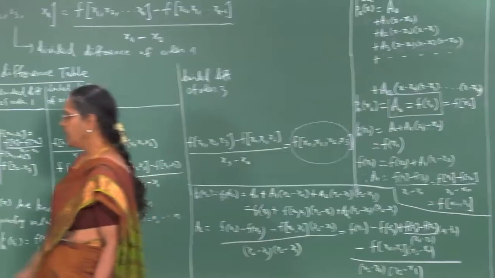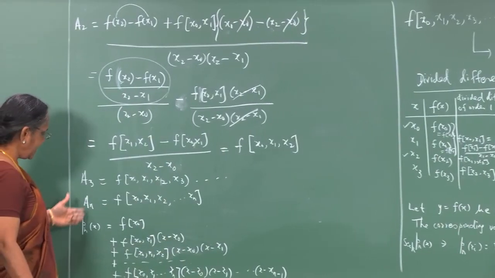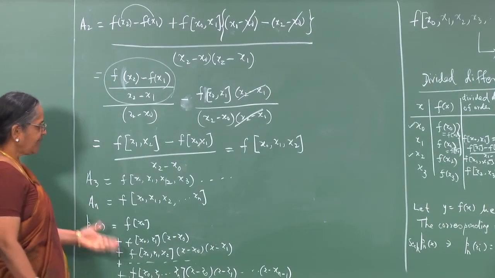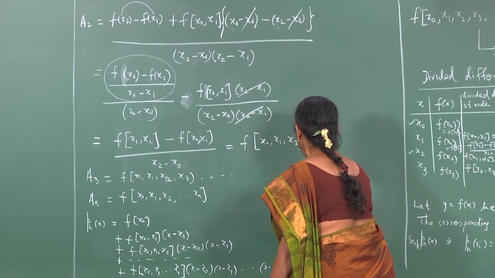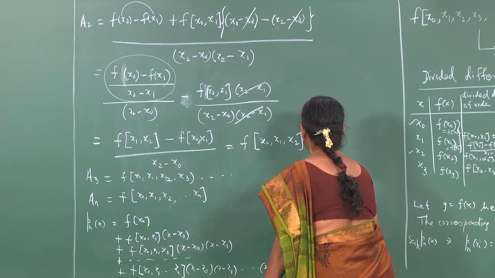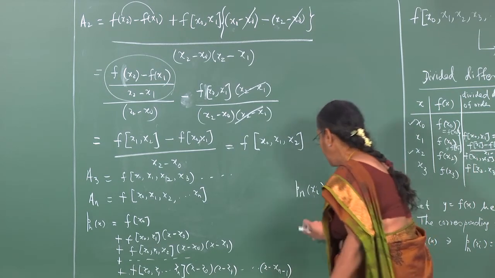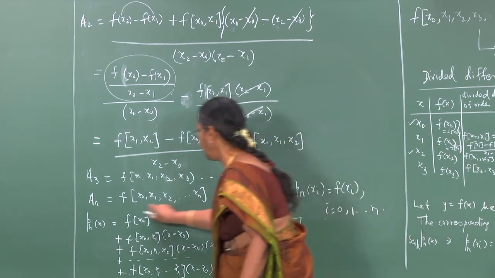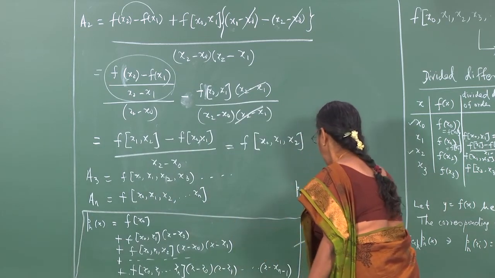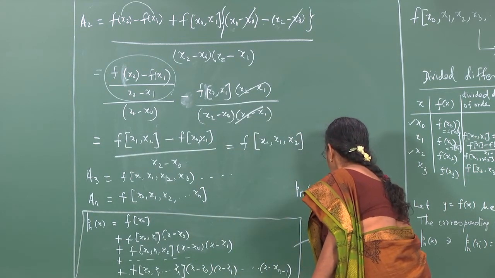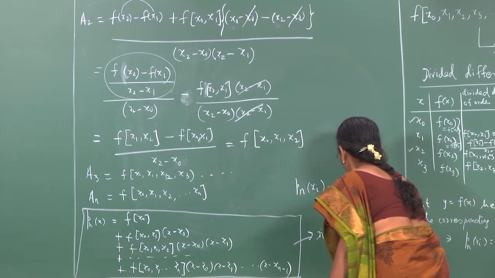So, we have constructed a polynomial Pn of x of degree at most n with the property that Pn at xi will be equal to f of xi for i equal to 0, 1, 2, 3 up to n, and this polynomial is called the divided difference interpolating polynomial.